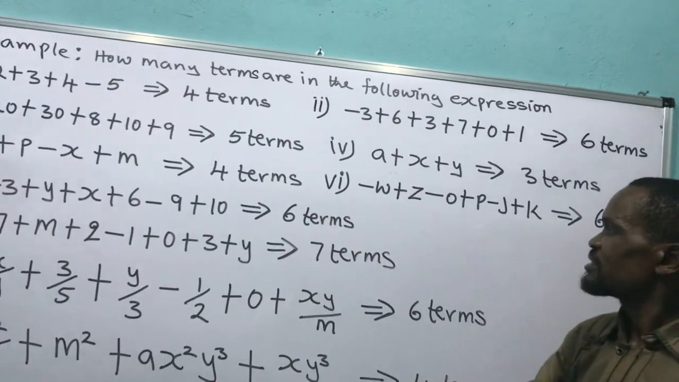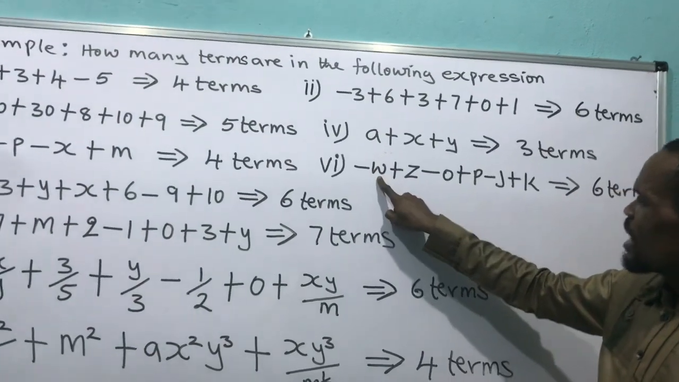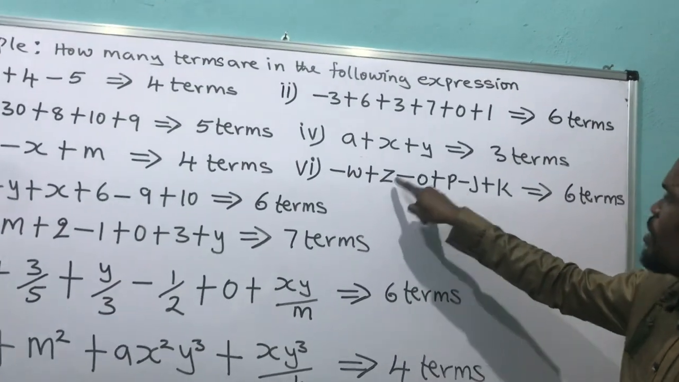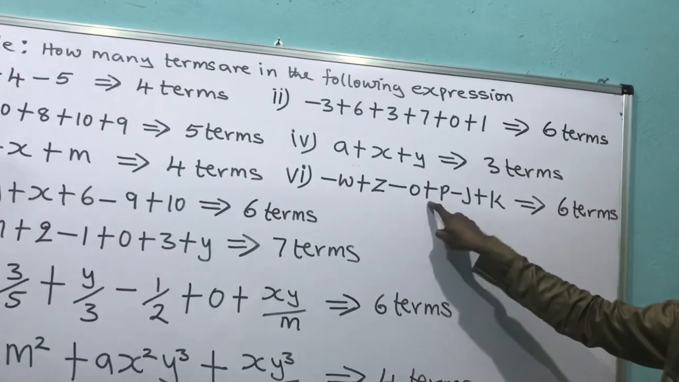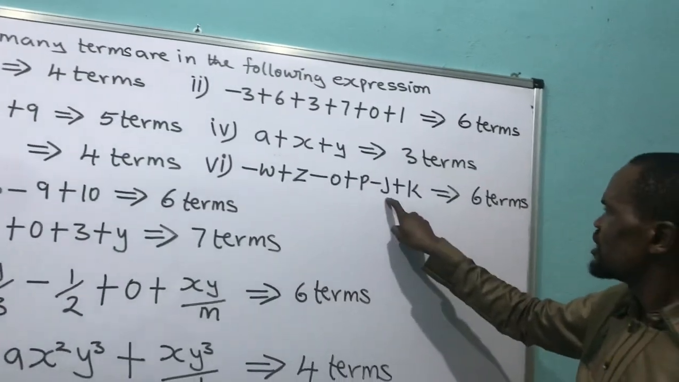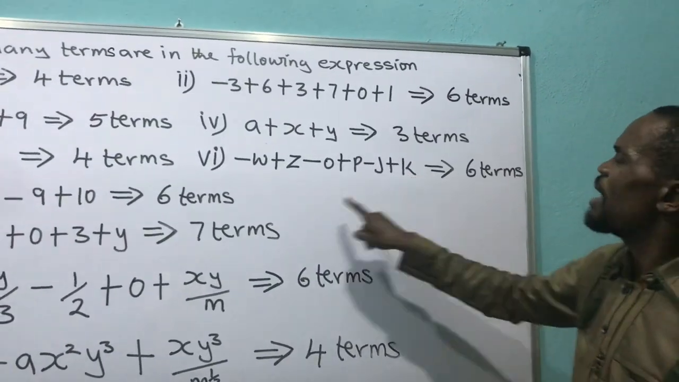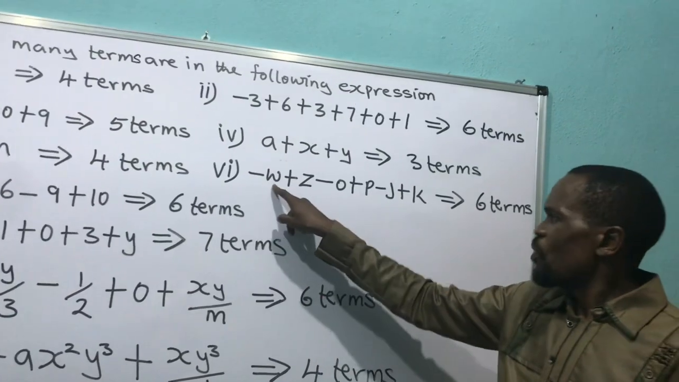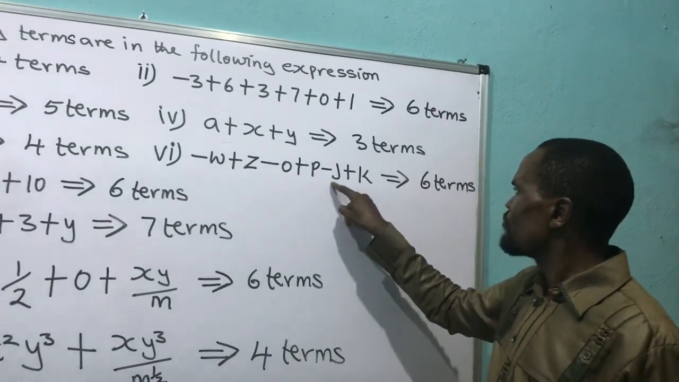We come to VI. Number 6. Minus W is a term. Plus Z is a term. Minus 0 is a term. Plus P is a term. Minus J is a term. Plus K is a term. How many terms did I have here? 1, 2, 3, 4, 5, 6.